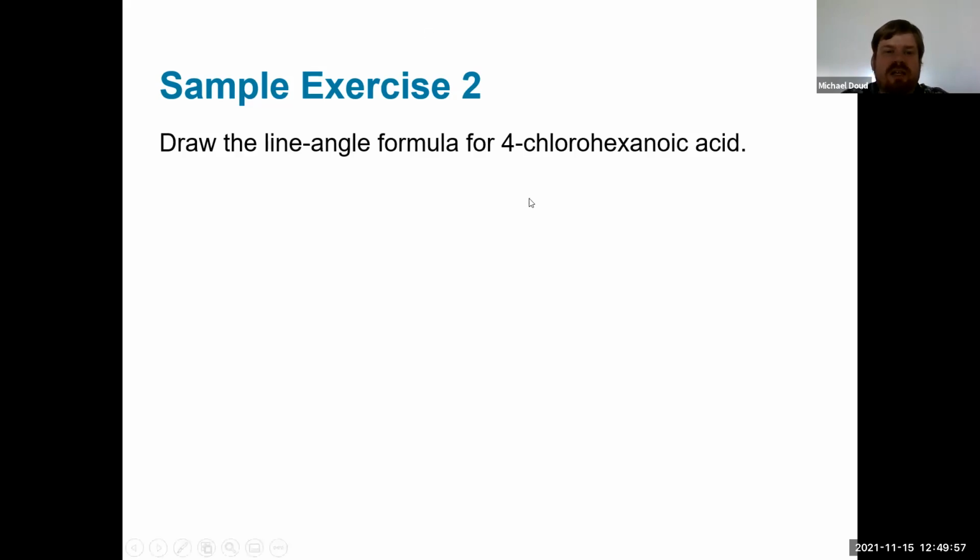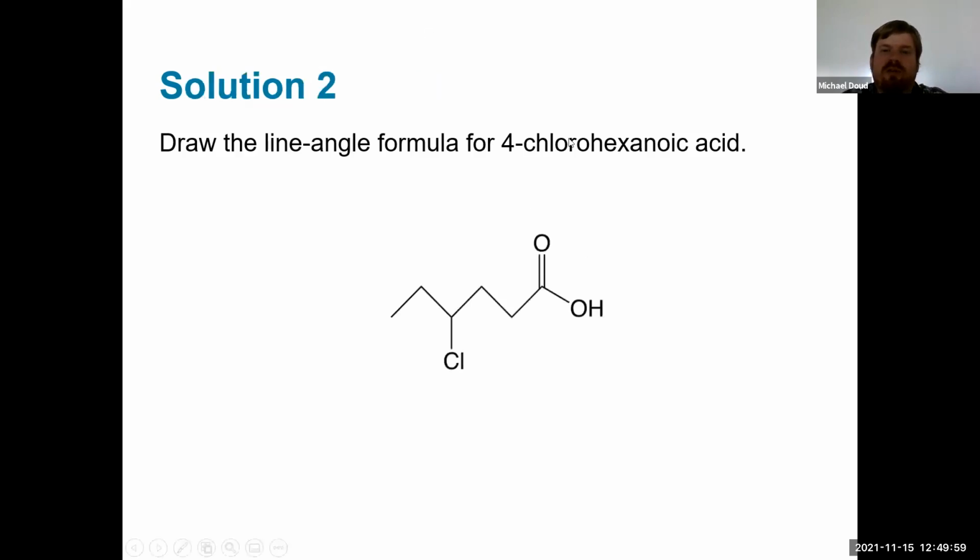Okay, let's take a look at the answer. So the line angle formula, what you want to do is, okay, it's hexanoic acid. That means it's 6 carbons long. So you go 1, 2, 3, 4, 5, 6. And you choose either side. I mean, here we're going left to right, so we might as well choose this one as the right side. And we draw in our carboxylic acid group, that's a double bond to an oxygen, and a single bond to an OH group. Okay, so there's our hexanoic acid.